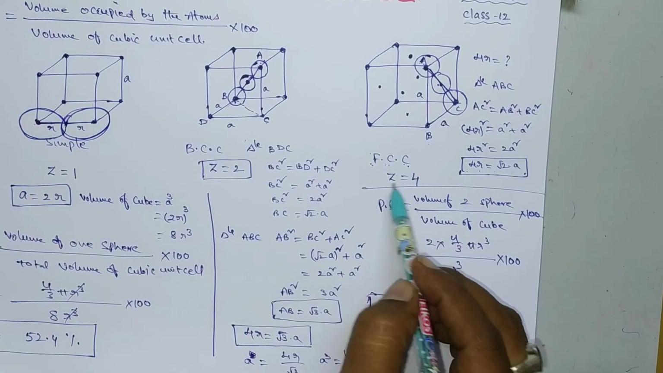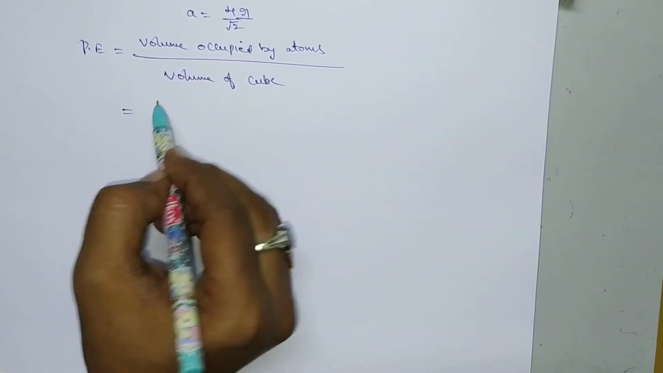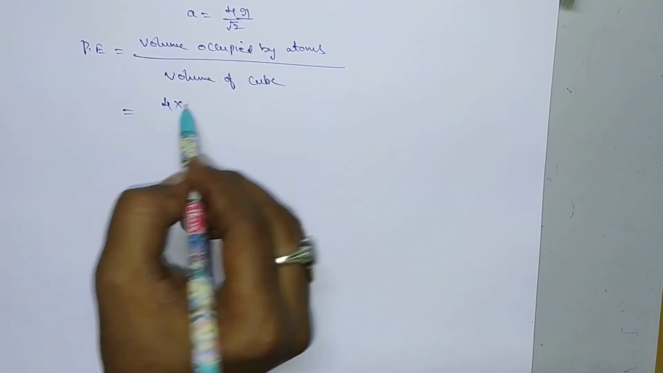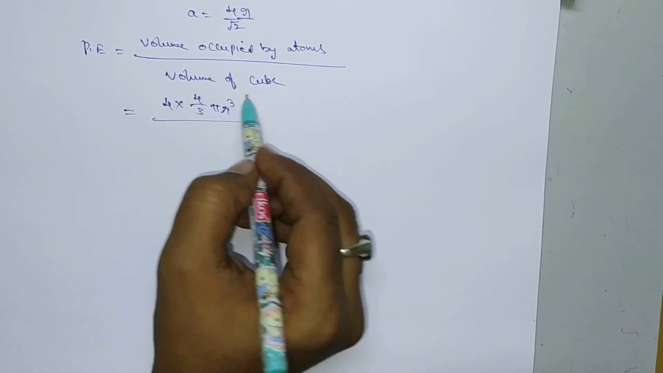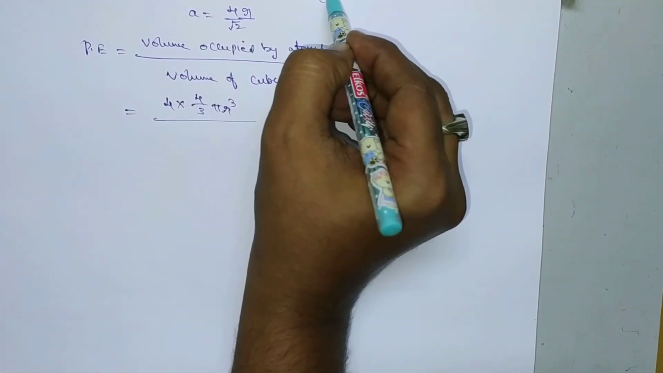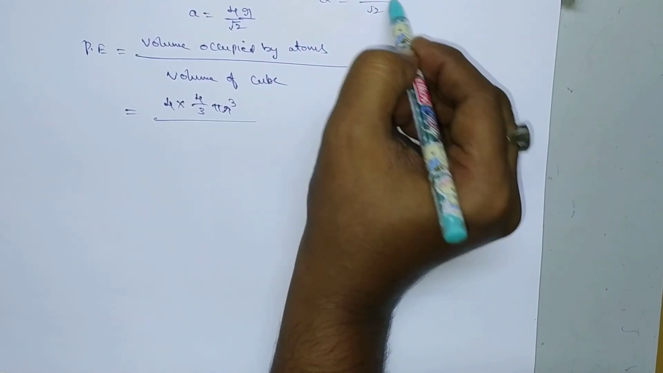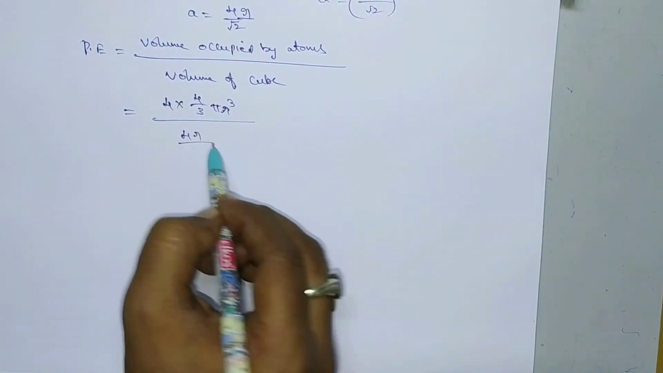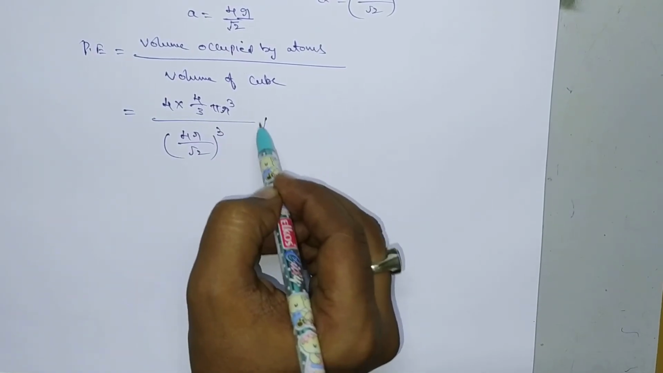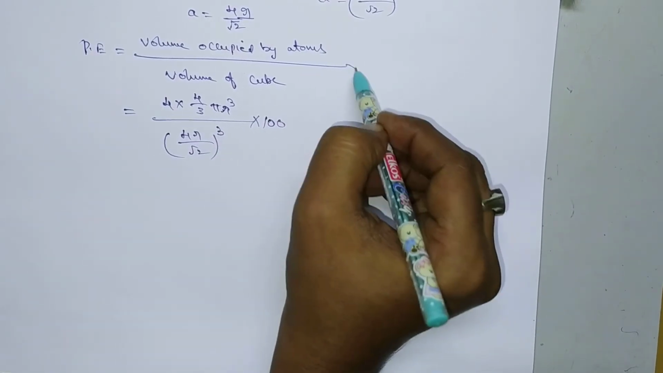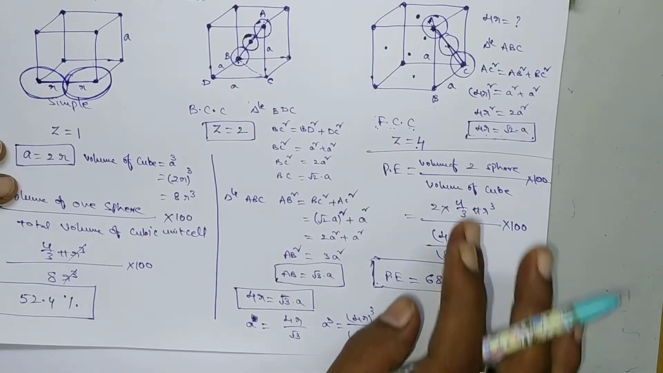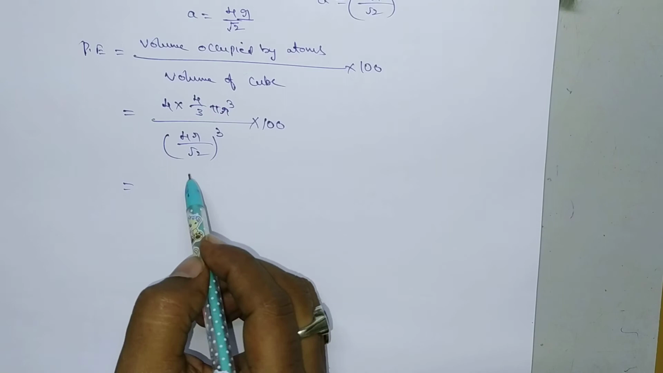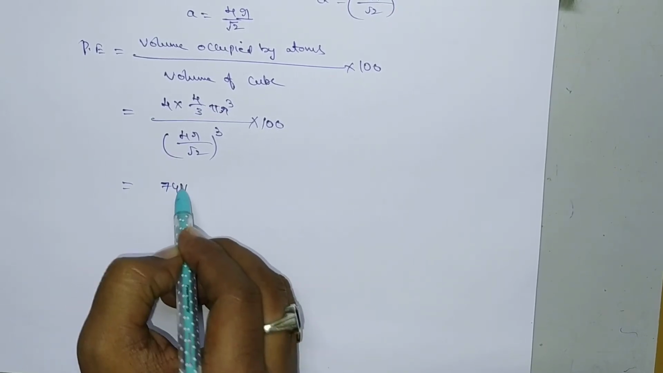Here the volume occupied by the total number of atoms. How many atoms are there? For FCC, Z equals 4. So 4 into, each sphere's volume being 4/3 pi r cube, divided by the volume of cube, a cube. Here a cube means (4r by root 2) whole cube, into 100, because we are calculating percentage. Upon simplification, using 4r equal to root 2 a, we get 74%.